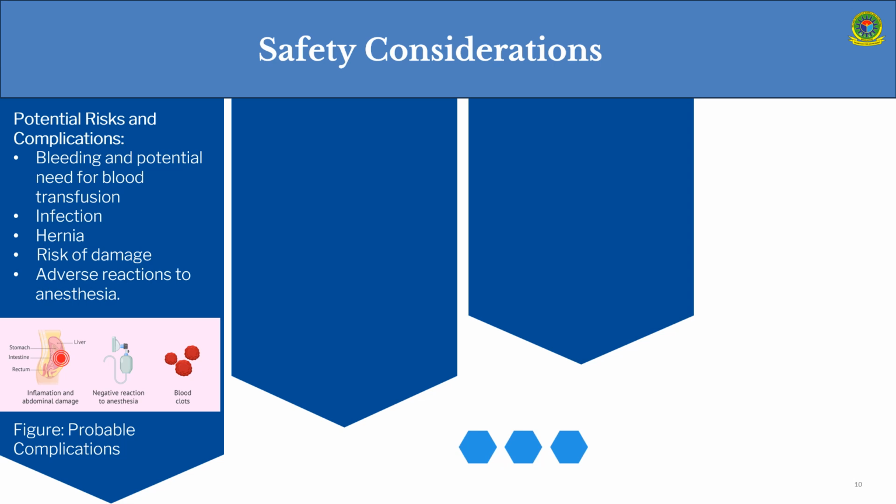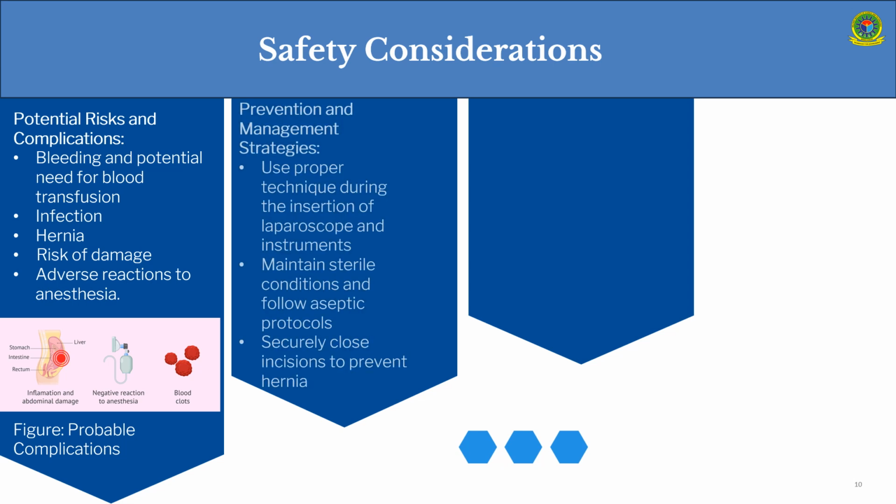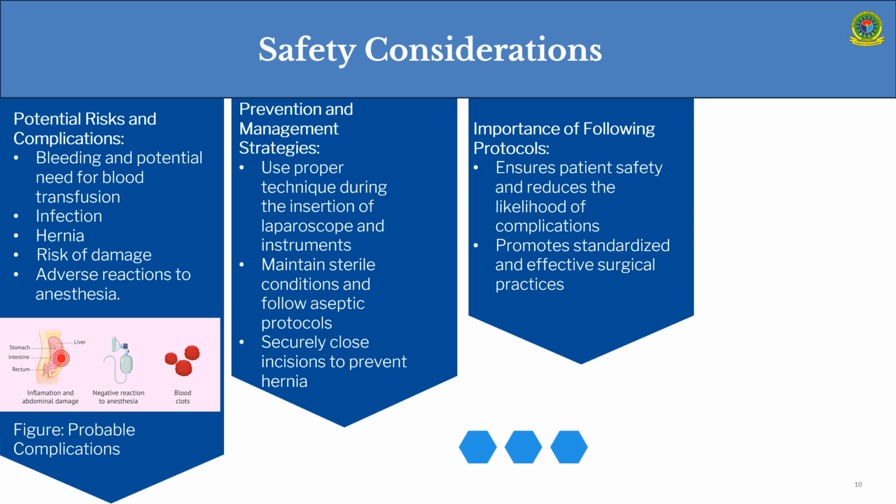Obviously, this device has some potential risks and complications like bleeding, infection, hernia, risk of damage, and other adverse reactions to anesthesia. And how to prevent them? To prevent them, we have some strategies like maintaining sterile conditions and following aseptic protocols. We have to securely close the incision to prevent hernia after the surgery. Then why are these protocols important? Because these ensure patient safety, reduce the likelihood of complications, and promote standardized and effective surgical practices.